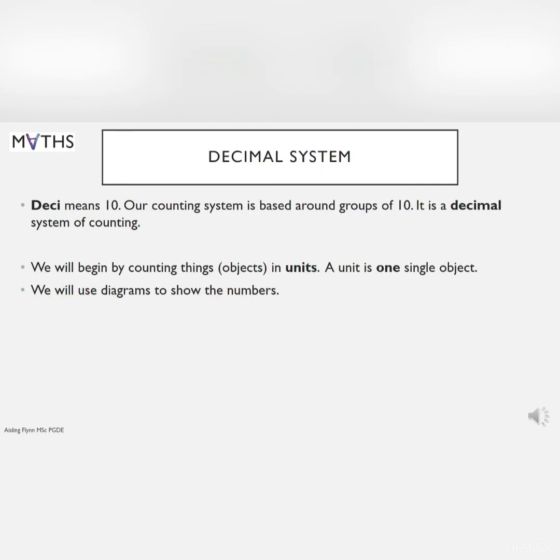We'll use diagrams to show the numbers at first. For example, this picture shows 3 units. This is 7 units. And this is 10 units. But you can imagine as we go bigger, you'll soon get tired of drawing orange squares. So we can say that 10 units is 1 ten and represented like this.